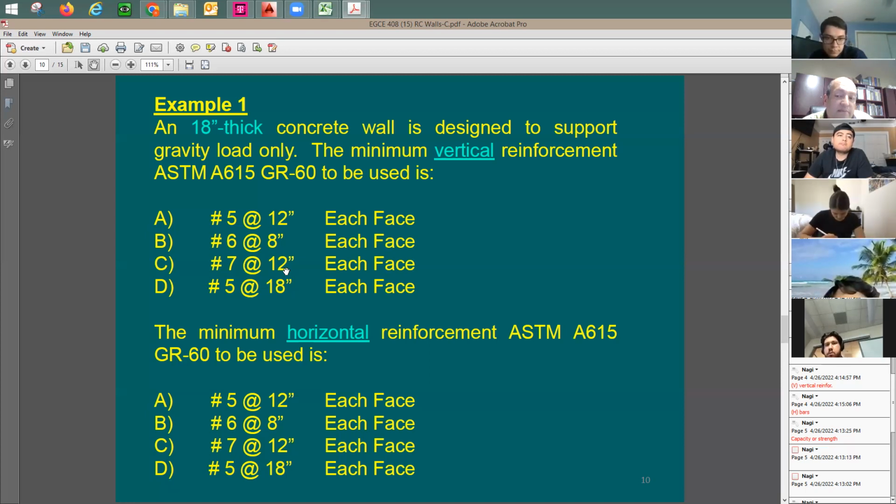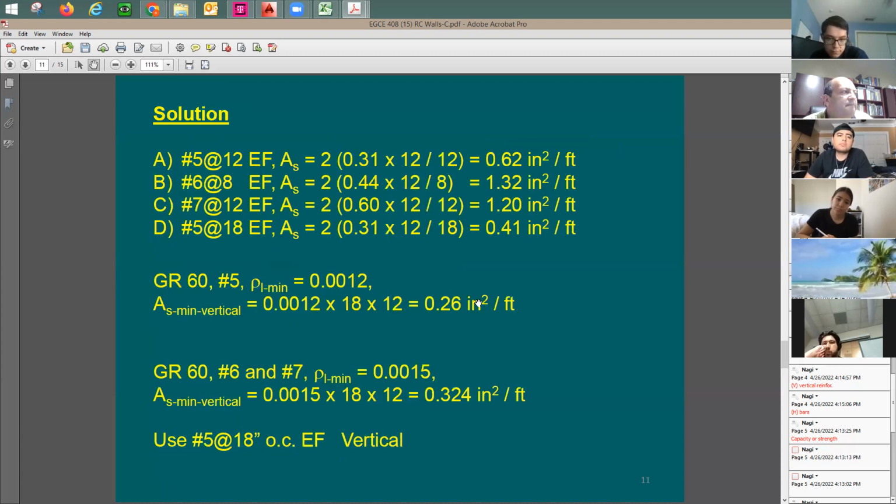I don't know, because number 6 and number 7 are not the same bar size, but I know that both of these two options, B and C, are going to give you more reinforcing than number 5 at 12. Let me figure out the amount of reinforcement, or the reinforcement ratio, that I have for each one of these choices. So, first choice, number 5 at 12. What does it mean? I have each face, which means I have 2 bars. So why do I have 2 here? Because I have each face.